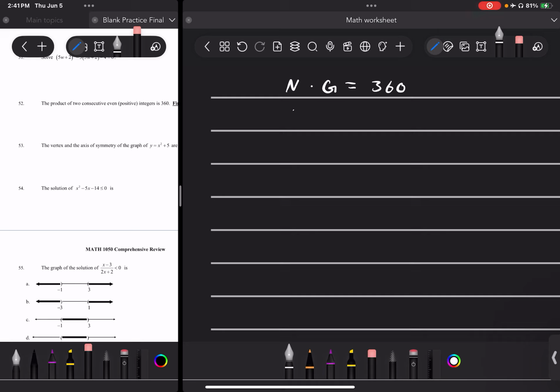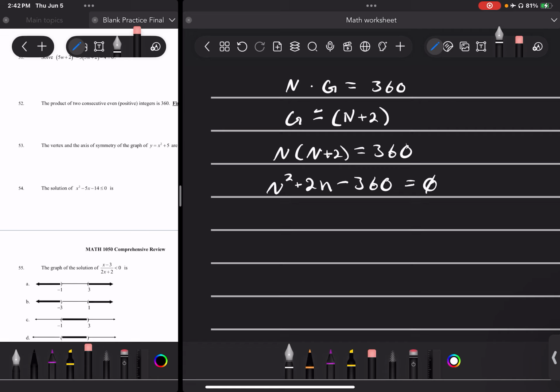Now, the second number is the same thing as whatever n is plus 2. Because it is consecutive, but it's even, so it's going to skip one. So we can then say that n times n plus 2 equals 360. After distributing and subtracting 360, you'd have n squared plus 2n minus 360.